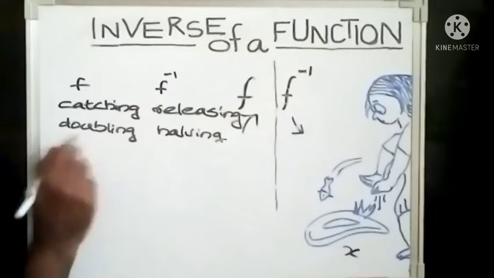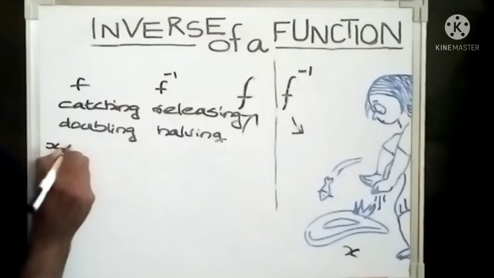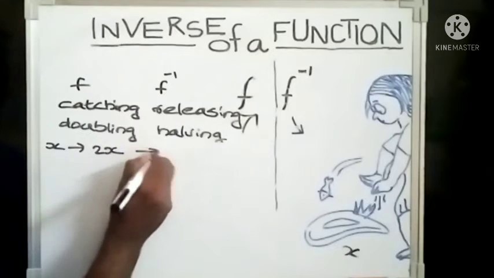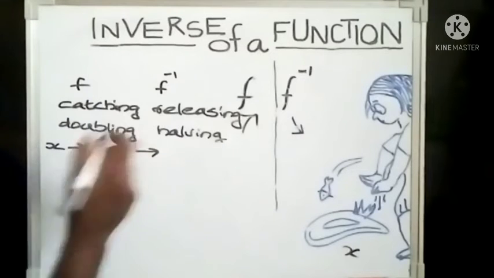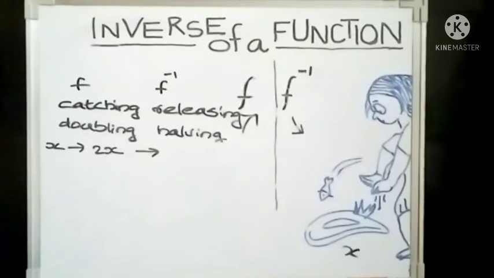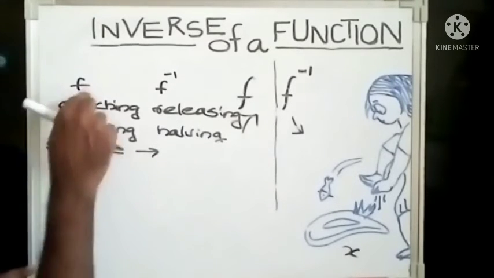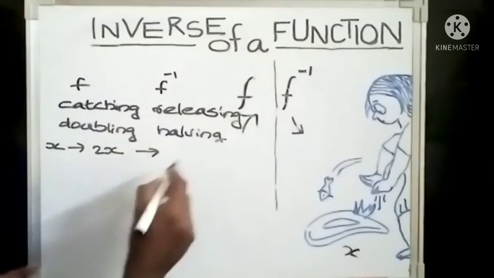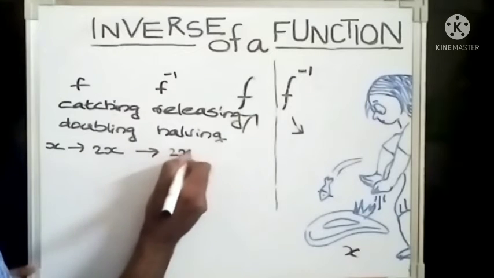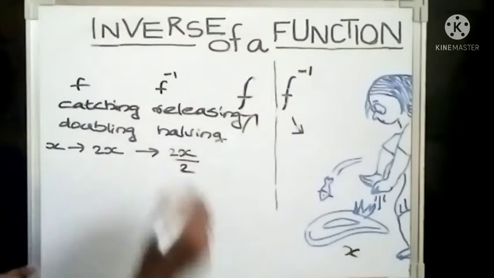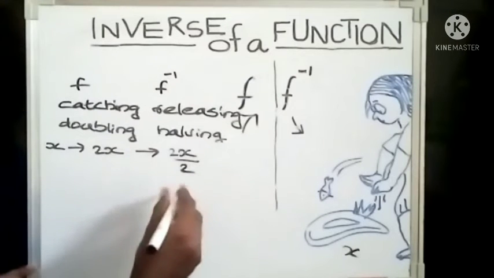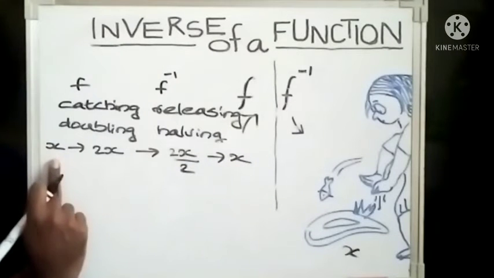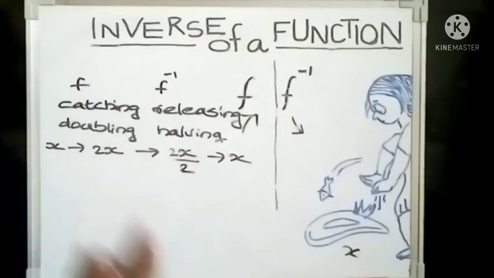That is, in doubling, if x becomes 2x, then after halving 2x, that is 2x by 2, it becomes x again. Thus, applying f in doubling, x became 2x, and after applying f inverse, halving 2x by 2, 2x became x itself, as the fish in the pond at last became the fish in the pond itself.